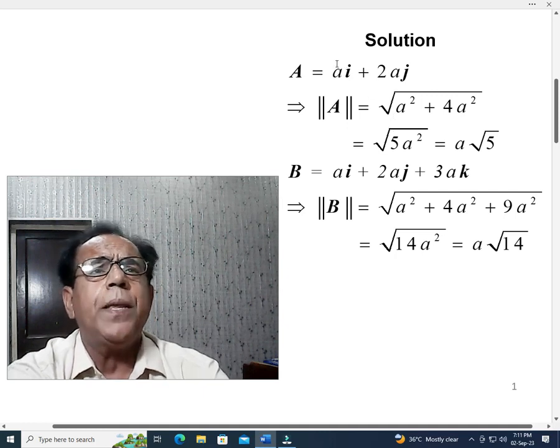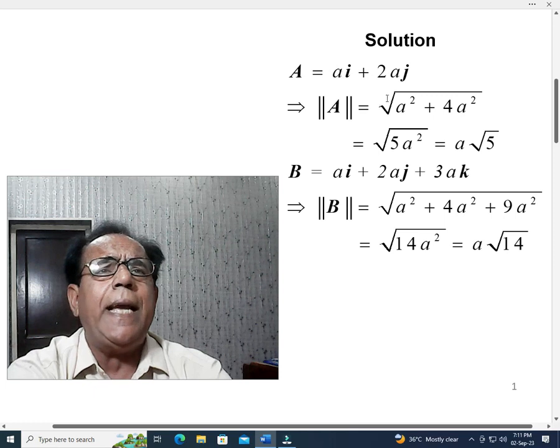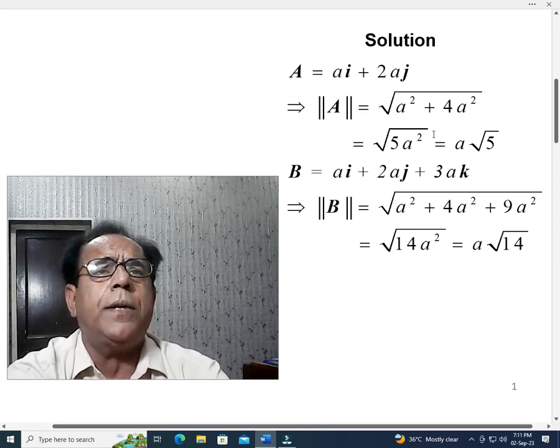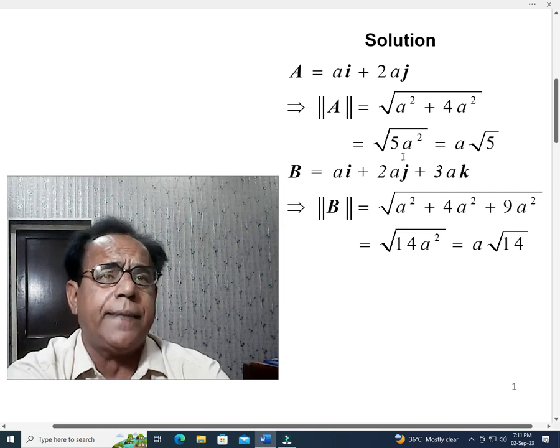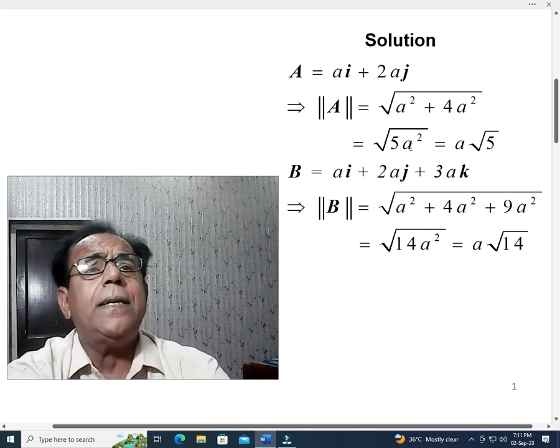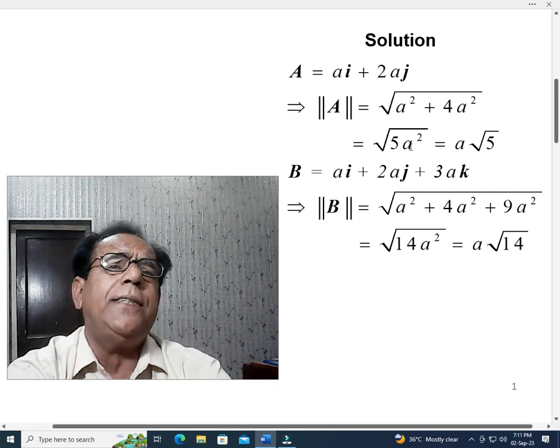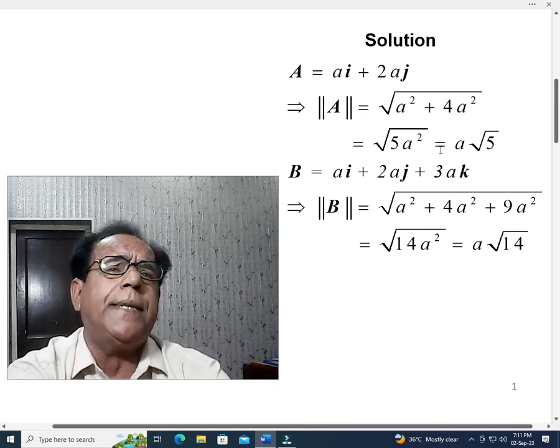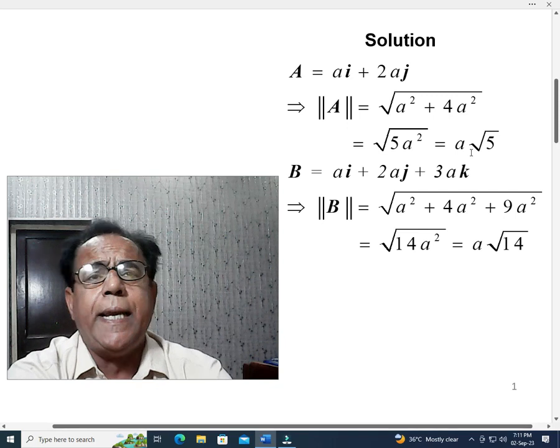So here with i we have a and with j we have 2a. So a square plus 4a square, whole under root, becomes equal to 5a square. The square root of a square is a, so a will be written outside the square root. So a into root 5.